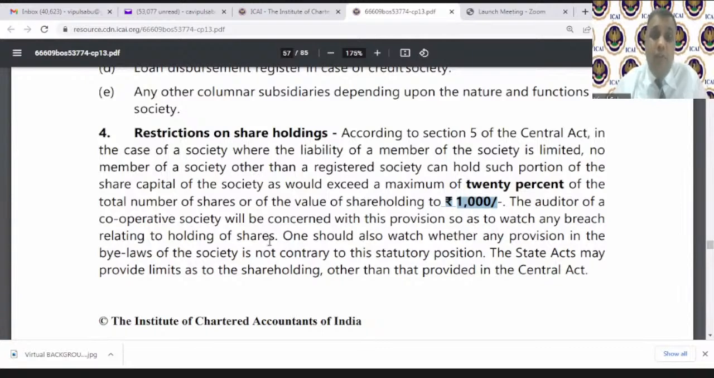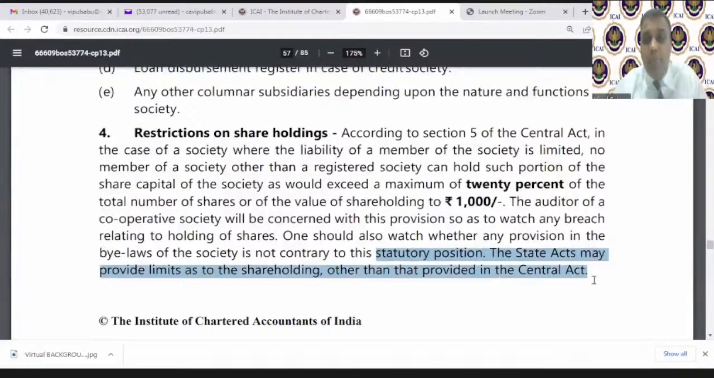And the bylaws of the society, which are the rules and regulations laid down by the society, should not be in contradiction to the statutes. Further, this is the liability limitation provided in the Central Act. The state acts may also provide limits as to the shareholding other than provided in the Central Act. Quite simple.